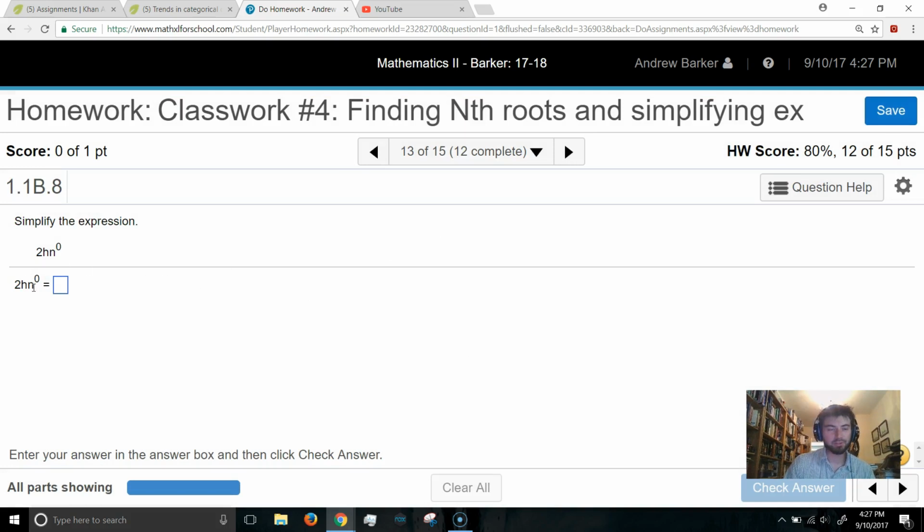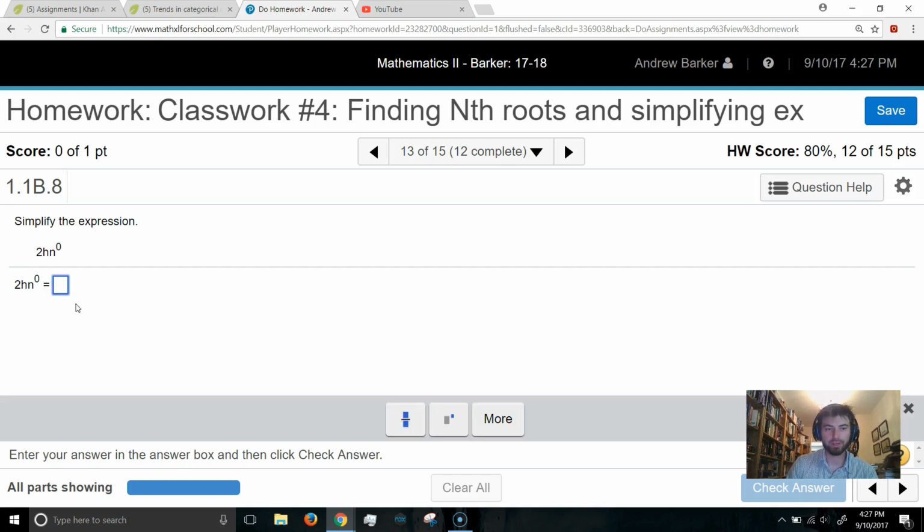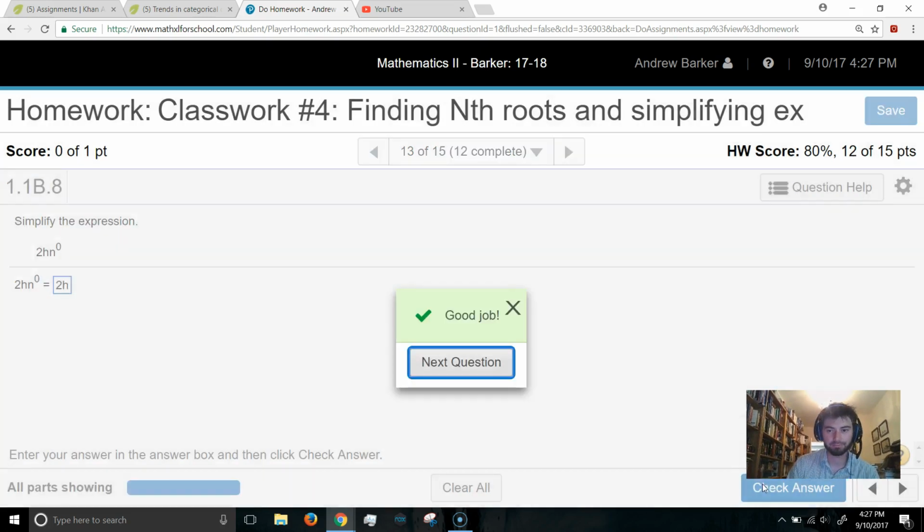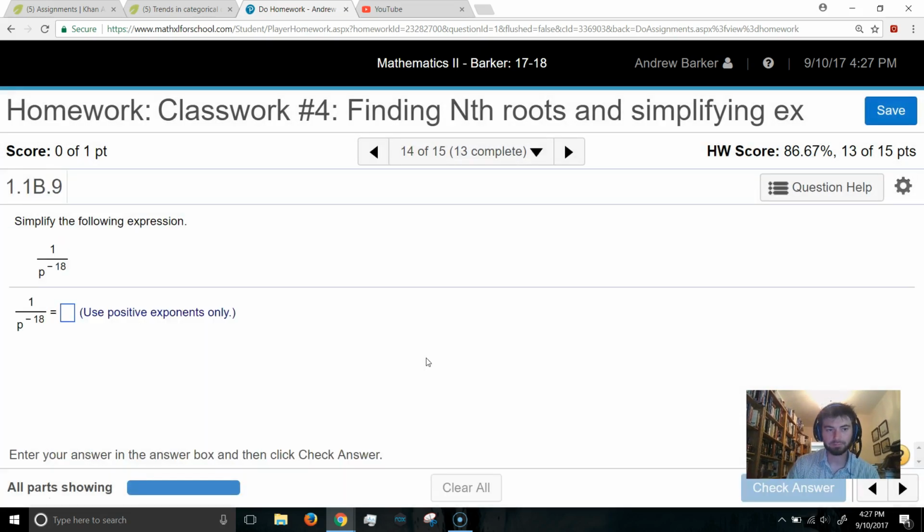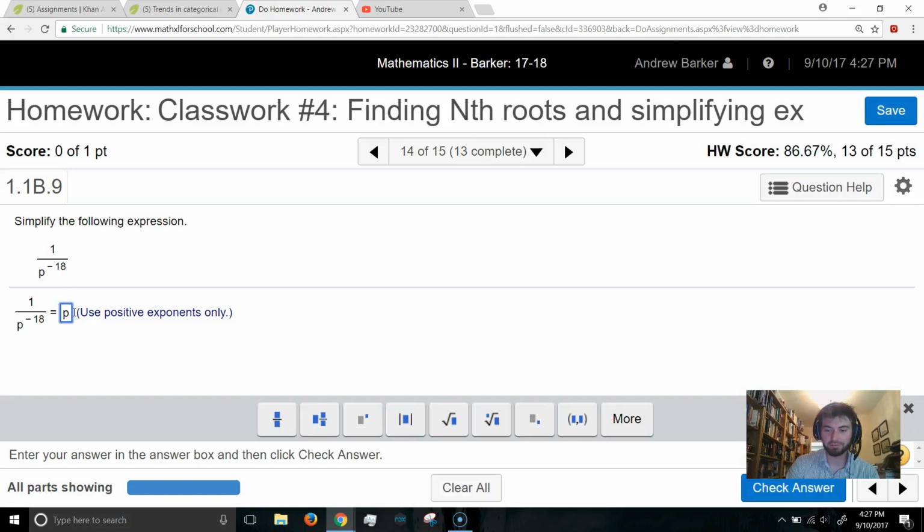This one's fun. So this little n to the 0th power, anything to the 0th power is just 1. So this is really just 1 times 2h. So 1 times 2h is 2h. And this just flips back in the numerator. So we have p to the power of 18. Instead of repeated division, we have repeated multiplication.